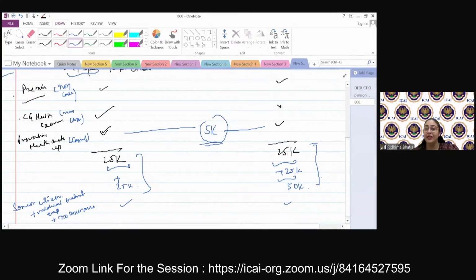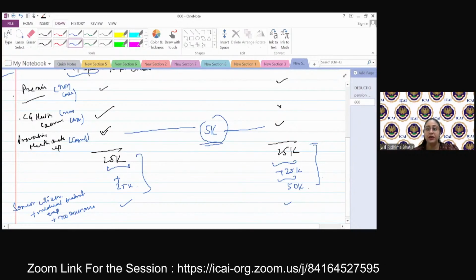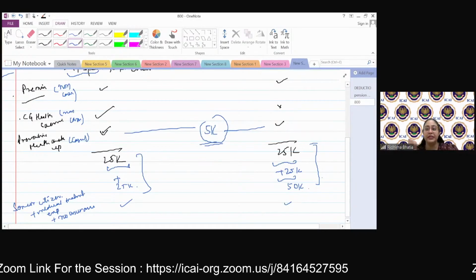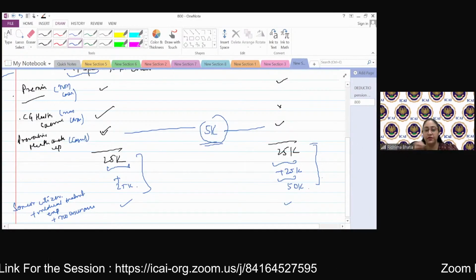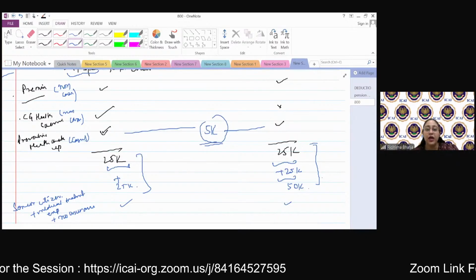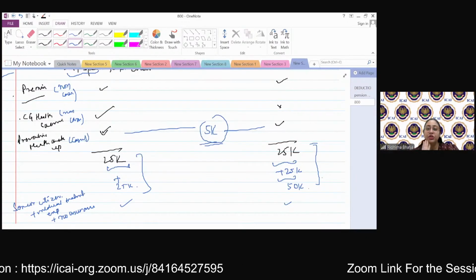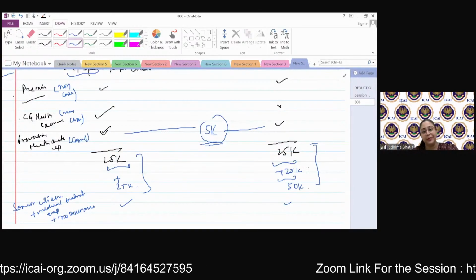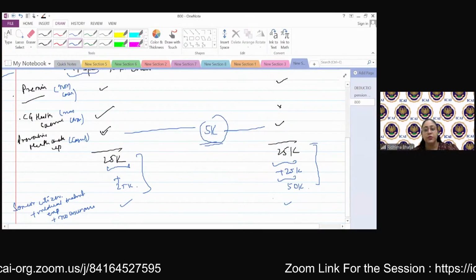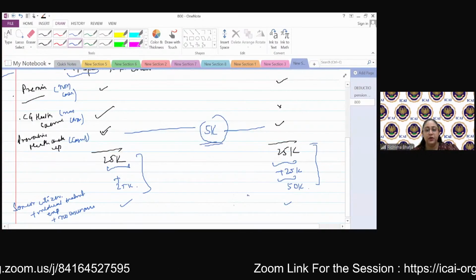So medical treatment in general is not covered, but medical treatment expenditure of a senior citizen who does not have insurance is allowed as an eligible deduction under section 80D. But remember, it should be within those 50-50 ka limit. So suppose I'll give you an example.